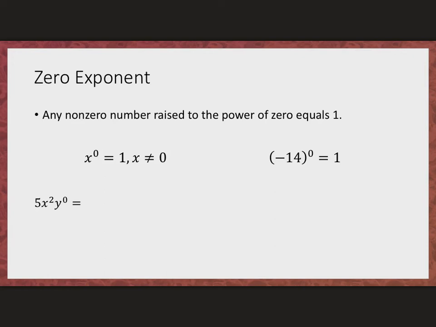So in our example on the right, we have negative 14 to the 0 power, and we don't have to worry about signs here because the negative 14 is all in parentheses. So that entire quantity raised to the 0 power will be 1.